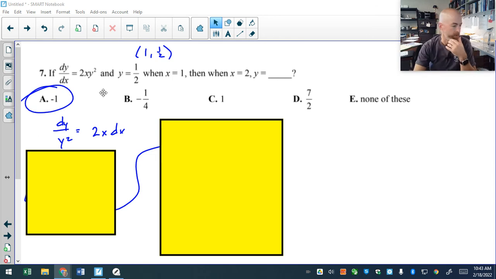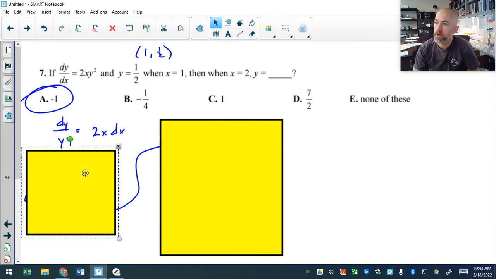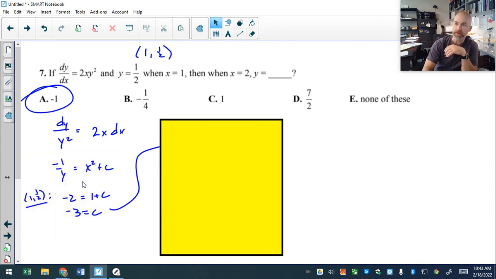Separation, divide by y squared, multiply by dx. If this were free response, that'd be worth a point. So do that, even if you can't go any further. For the antiderivatives, I have done the antiderivative of 1 over y squared so many times over the last week that I've gotten it memorized. It's negative 1 over y. You can march through the power rule and clean it up if you need to.